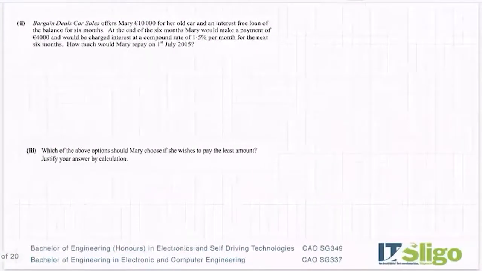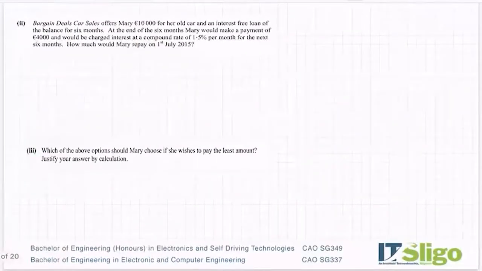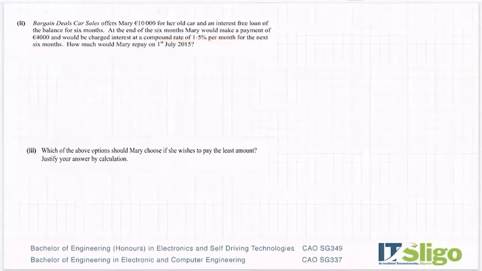Okay, part 2 then. Bargain Deals Car Sales offers Mary 10,000 for her old car. So he's offering her a little bit less. She was getting 10,500 there. And an interest-free loan for the balance for 6 months. So she doesn't have to pay anything for 6 months. Then at the end of the 6 months, Mary would make a payment of 4,000. So that's good. During the 6 months, she's saving her money. She saves up 4,000 and she pays it off. And then on the rest, she would be charged at a compound rate of 1.5% per month for the next 6 months. How much would she repay on the 1st of July 2015?